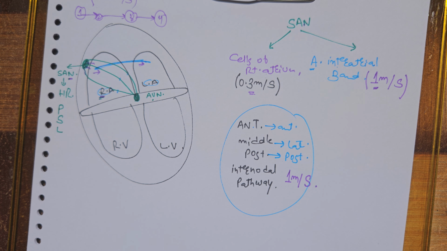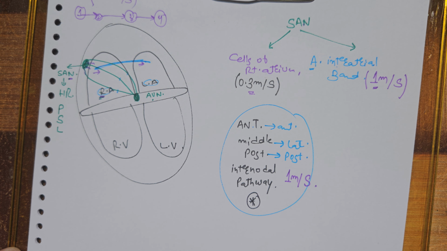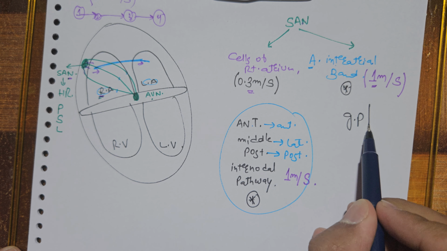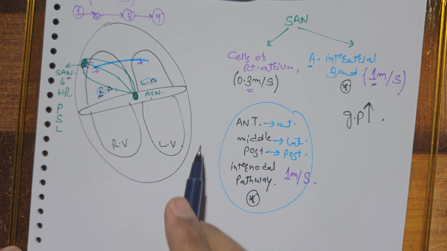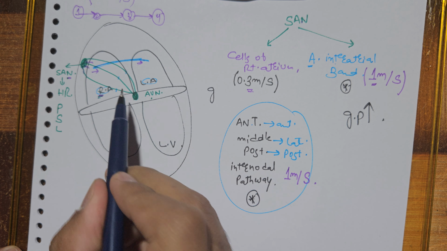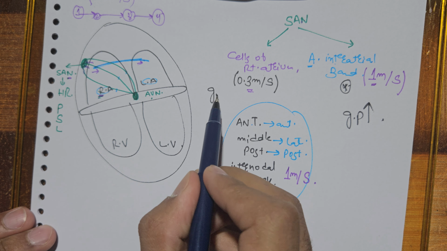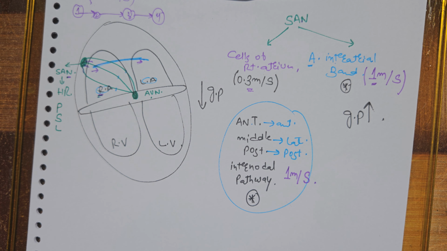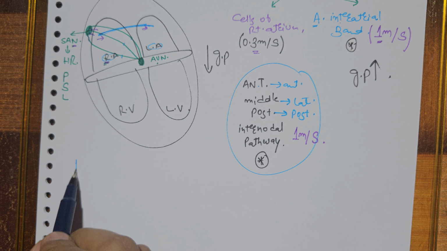So we can say that in these three internodal pathways and in this interatrial band, the number of gap junctions is more, while in the cells of the right atrium or the cells of the left atrium as such, the gap junctions are less. Is that clear? Now the impulse reaches the AV node. But before the impulse reaches the AV node, I will tell you the concept of fibrous annulus.